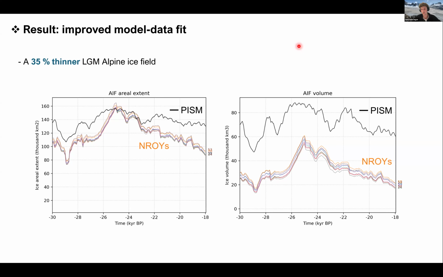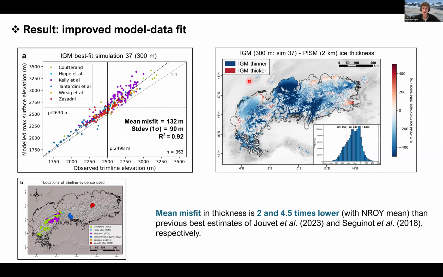So we were asking the question whether we were going to get a better fit with the trimlines with a thinner ice field at higher resolution. And this is what we start to see here. So let's look at this in more detail. If we look at the best fit simulation within those NROYs, number 37, it looks like this. The results are very similar across all the other 7 NROYs. I'll just show one of them here for visualization purposes.